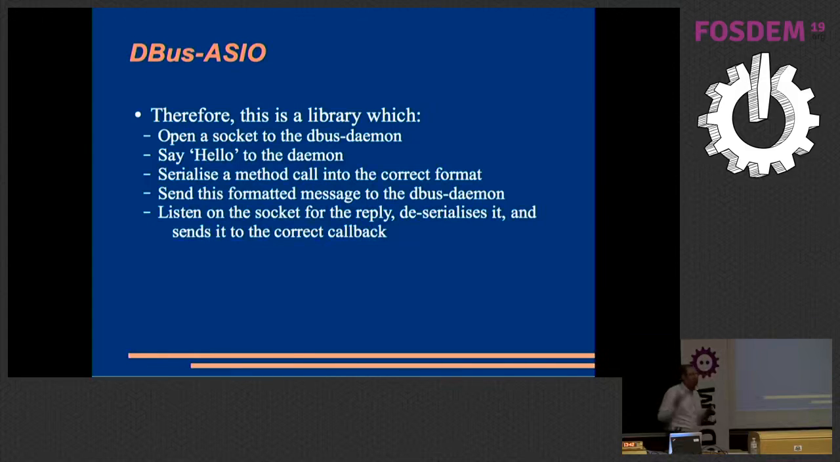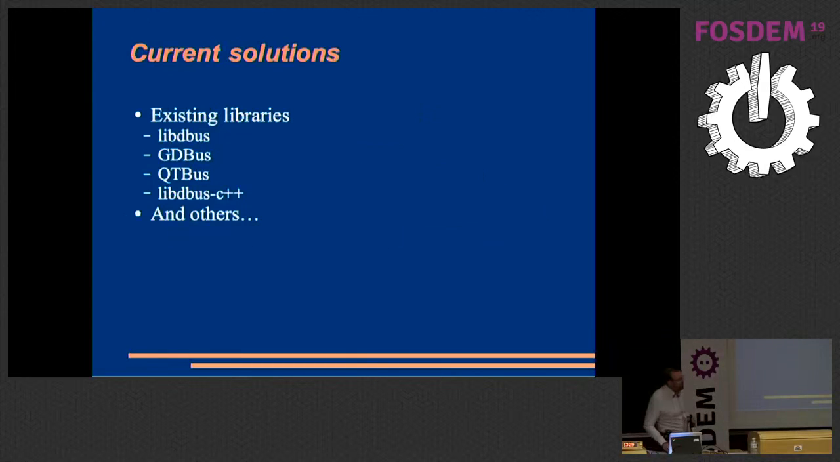So therefore, DBus ASIO is a library that allows you to serialize a function call that then communicates to the DBus daemon before passing it on to another application. And as you can probably guess, it already exists. There are lots of libraries that do this, but as always, they're never quite what you need. It doesn't quite match the use case. So the question is, well, what is our use case?